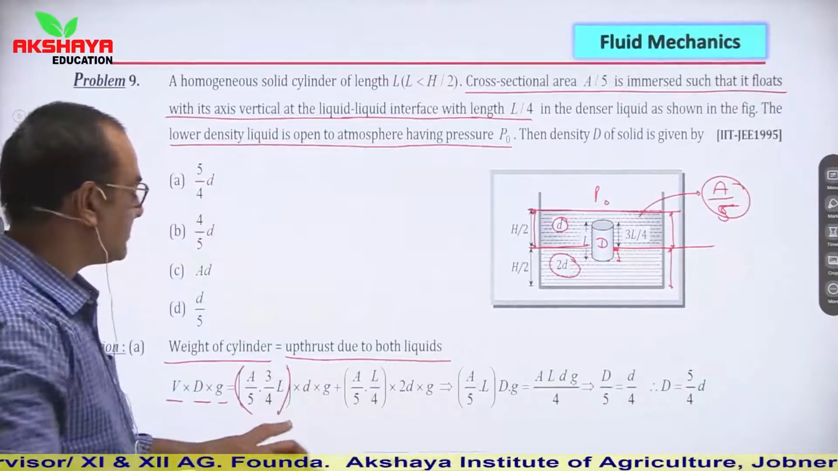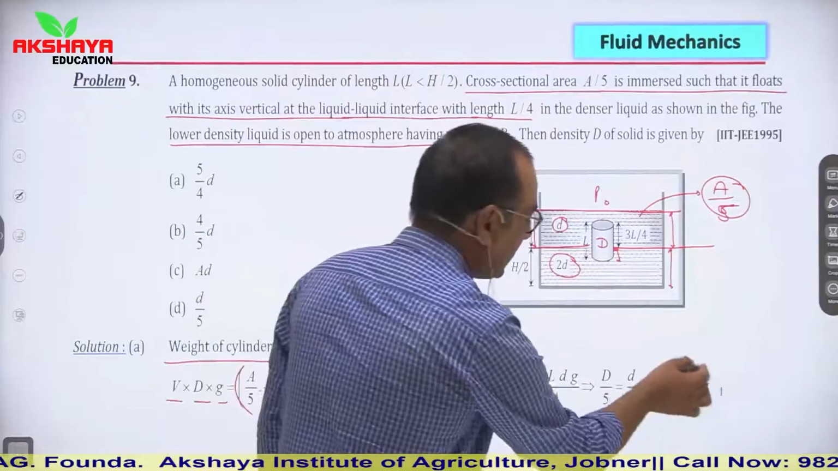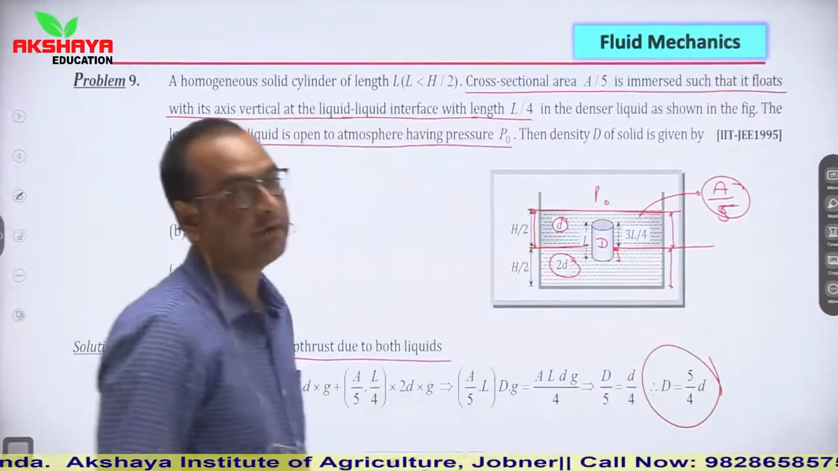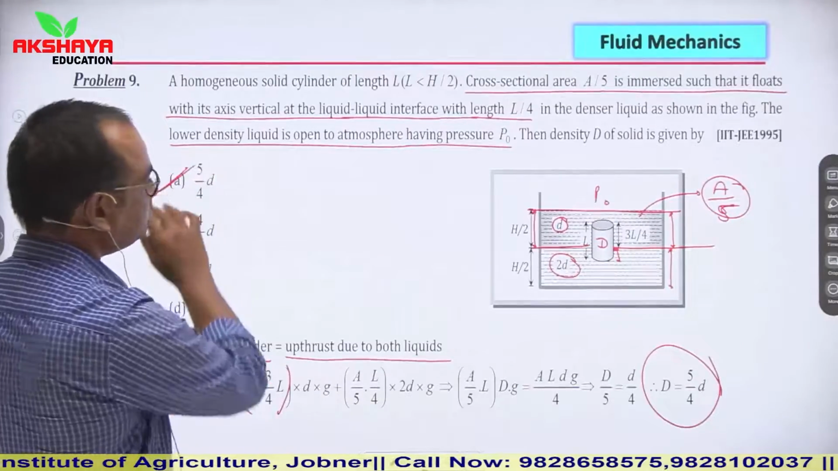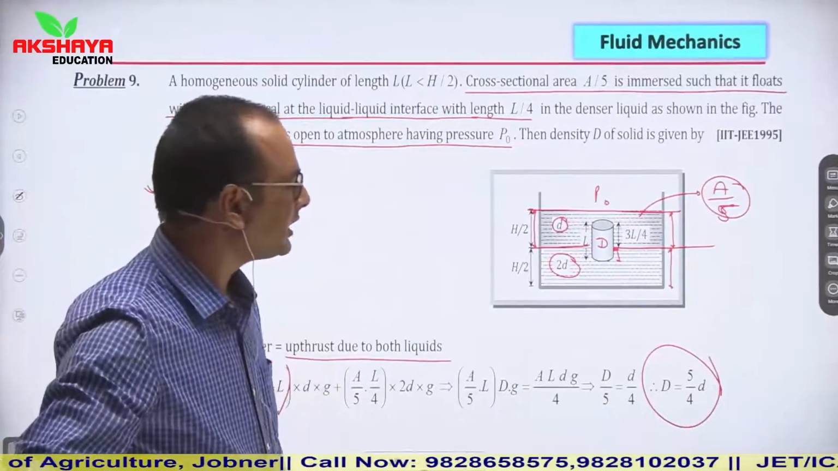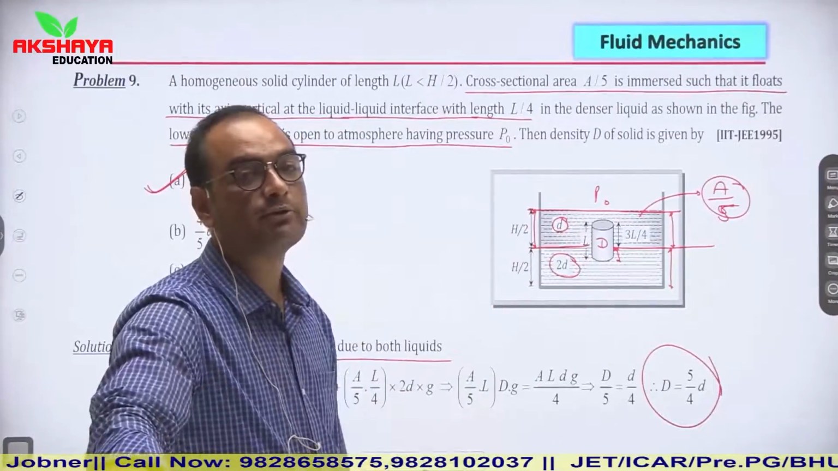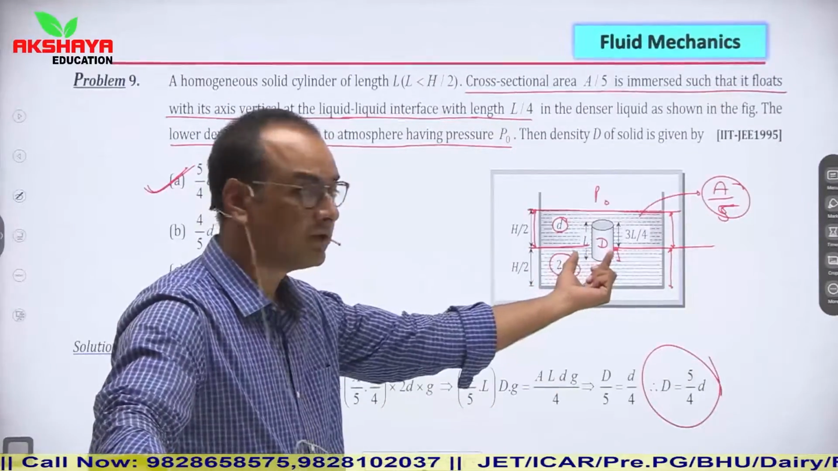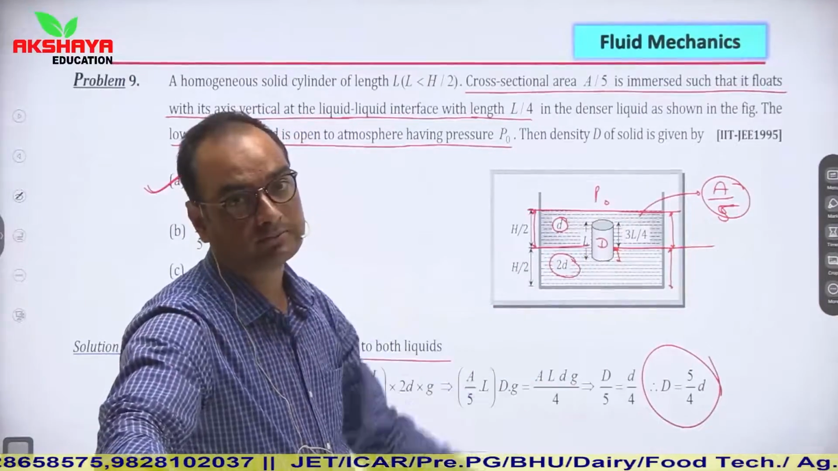So this is the simple concept. By calculating from here, you can find the value of density of the cylinder, which is 5 by 4 d. So our correct answer is 5 by 4 d, option number A. So what is the simple concept? Whenever you are given 2 or 3 liquid interface, you simply have to keep in mind that weight of that solid is always equal to upthrust by the liquids on that solid.